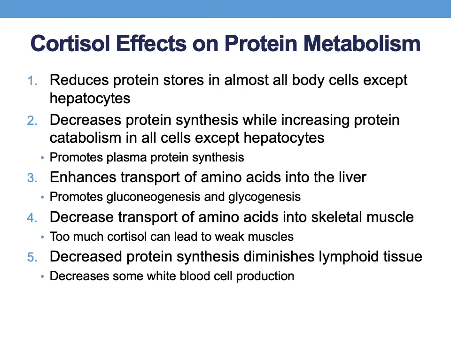Cortisol's effect on protein metabolism. Cortisol reduces protein stores in almost all body cells except hepatocytes. It decreases protein synthesis while increasing protein catabolism in all cells except hepatocytes. It does promote plasma protein synthesis. It enhances transport of amino acids into the liver, which is necessary because it promotes gluconeogenesis and glycogenesis.